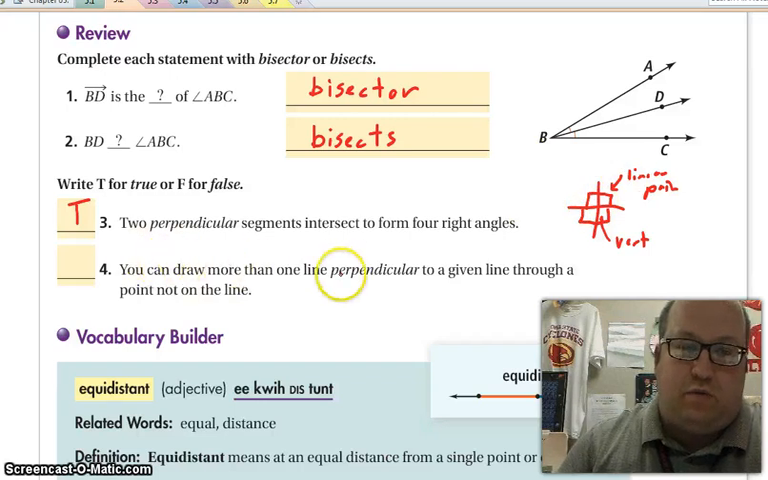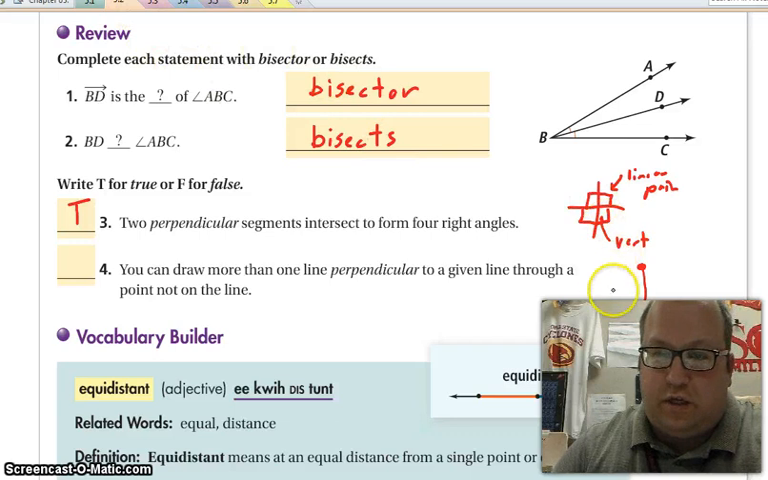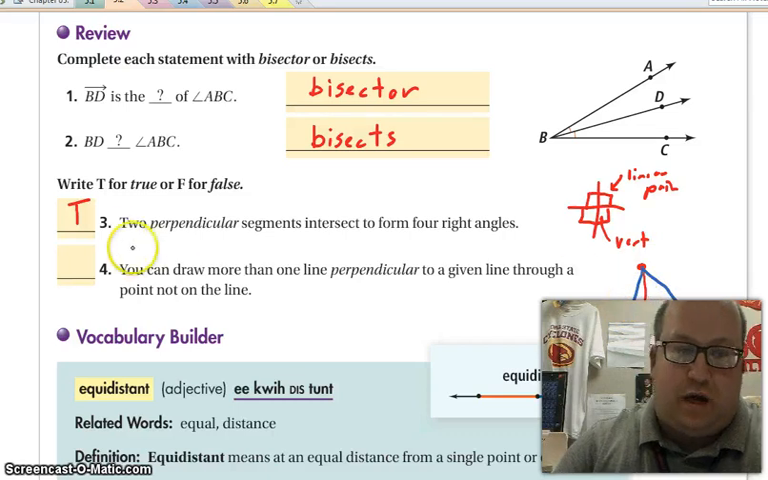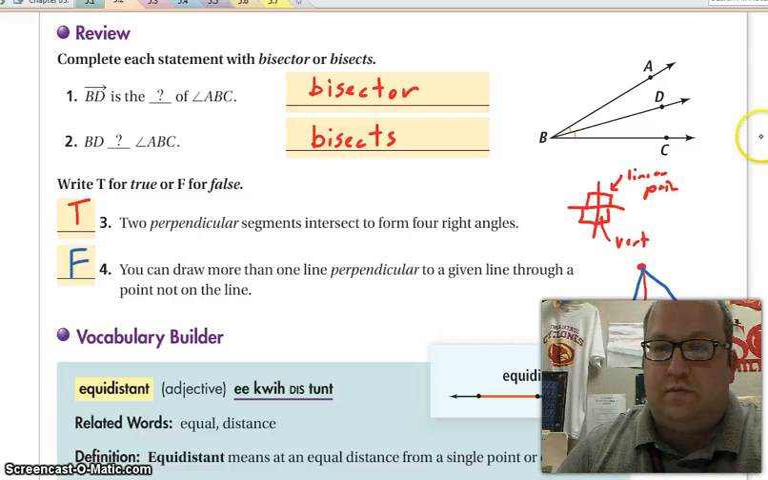You can draw more than one line perpendicular to a given line through a point not on the line. Well, let's take a look at that. Here's our line. Here's our point not on the line. How many lines can we draw down here that will be perpendicular? Well, if I draw that one that's perpendicular, I think I can reason that any other line I draw then by definition will not be perpendicular, or otherwise have to be right on top of there. So you can draw more than one. That is false.